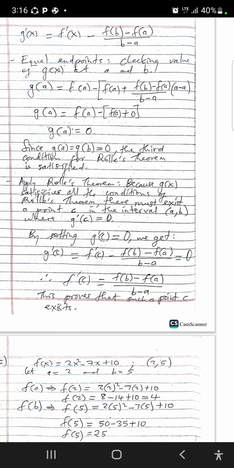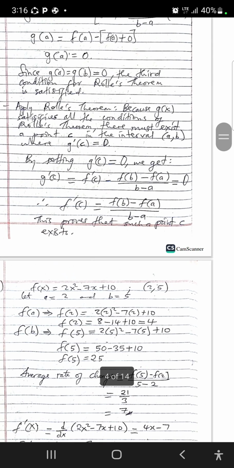The third condition for Rolle's theorem is what? Satisfied. Now apply Rolle's theorem, because g of x satisfies all the conditions of Rolle's theorem. We are now assuming that there must exist a point, what? C. What is that point? If you differentiate g and replace c, you should be getting a 0. So that is the case.